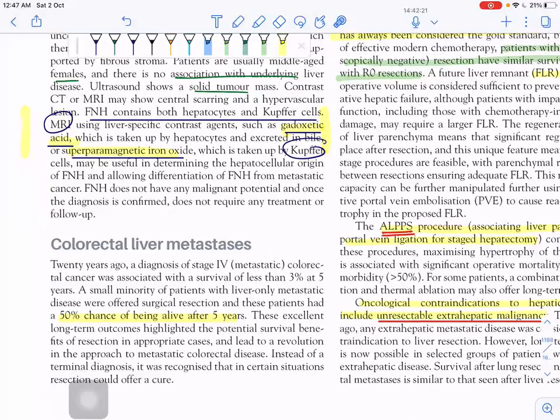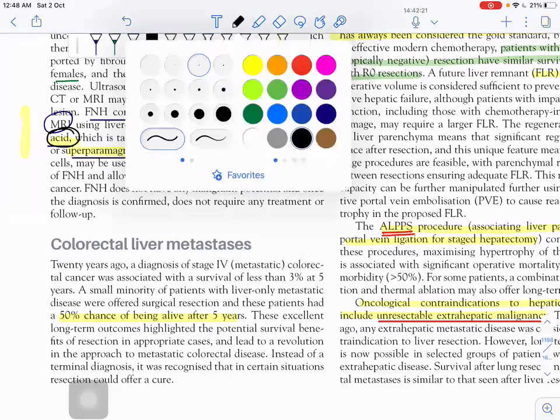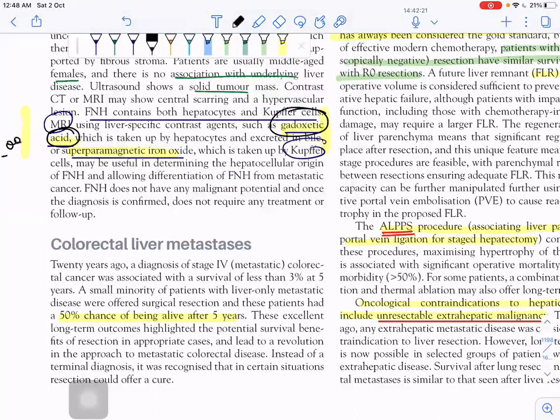Okay, so you remember this term, gadoxetic acid. Gadoxetic acid is taken up by hepatocytes and excreted in bile. But a superparamagnetic iron oxide is taken up by Kupffer cells, and may be used in determining the hepatocellular origin of FNH and allowing differentiation of FNH from metastatic cancer. So name the liver contrast agent which differentiates FNH from metastasis, they will ask. Number 1 is gadoxetic acid, and number 2 is superparamagnetic iron oxide.